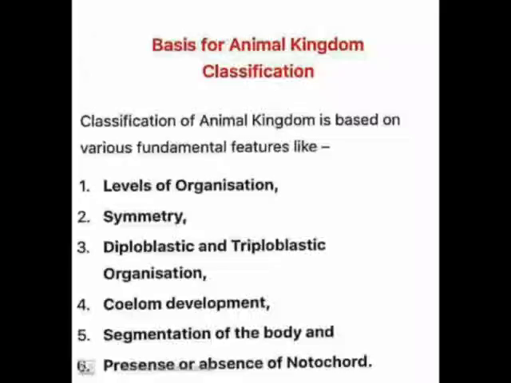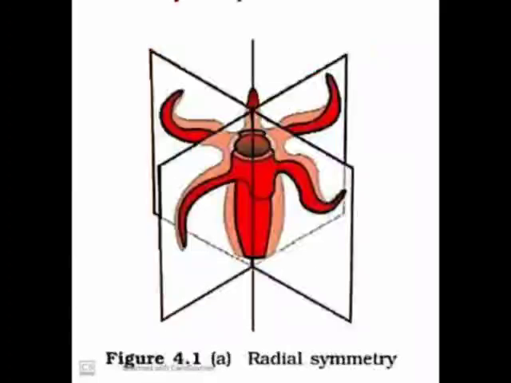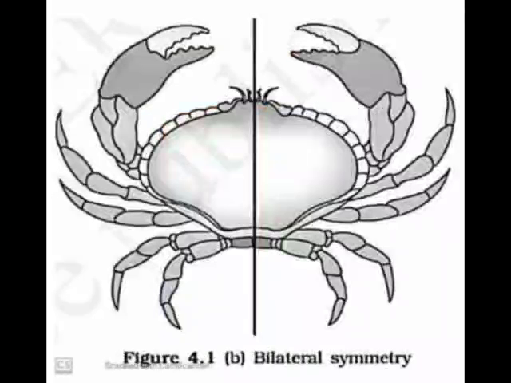But in animals like annelids, arthropods, etc., the body can be divided into two identical left and right halves in only one plane. So in this case, it is called bilateral symmetry. As you can see in this figure, the first figure shows radial symmetry, and the second figure shows bilateral symmetry.